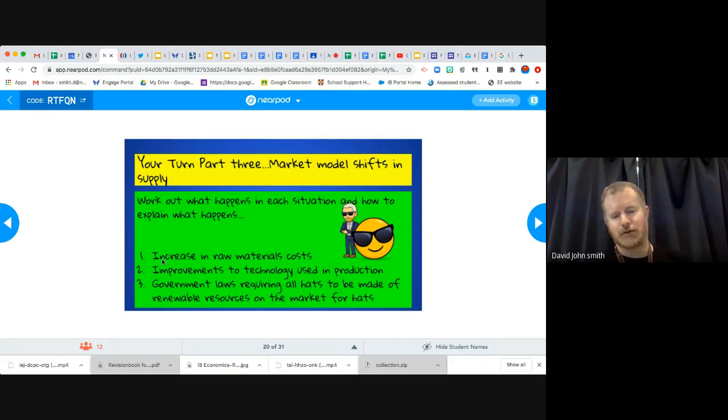So the application could be illustrate, so draw a market model showing this happening, or it could be draw a market model showing this happening and explain why it has happened.